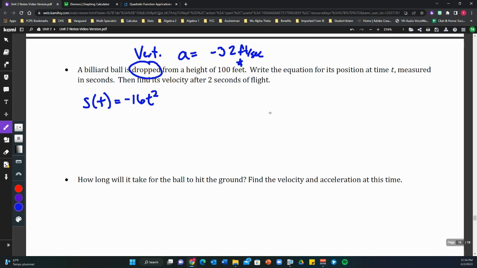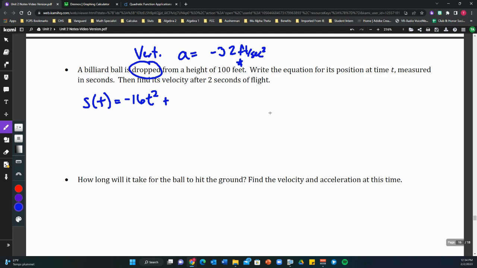If this was in meters per second, oh, I'm sorry, I forgot the squared part. If this was in meters per second squared, then it would be half of negative 9.8, so negative 4.9 in front. So you'll see that quite often. Every single one of the vertical motion problems for position will have either negative 16 or negative 4.9 out in front once we simplify.